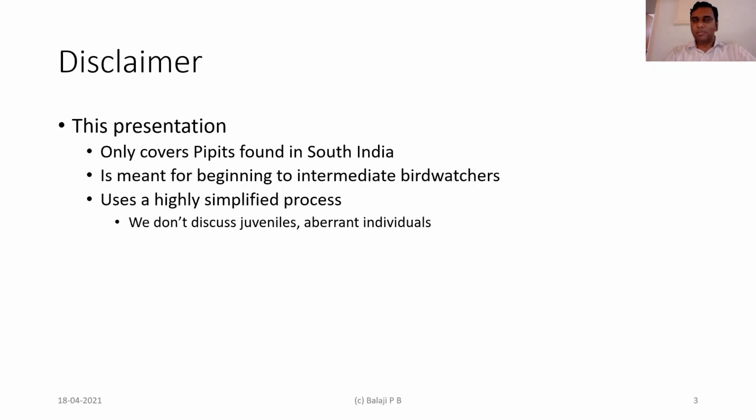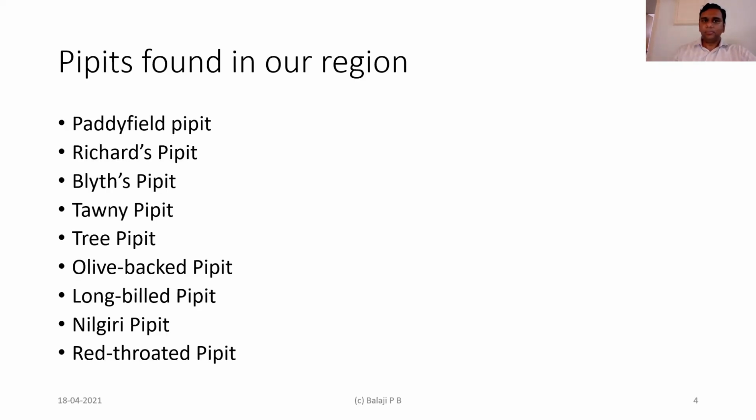This presentation is meant for beginners to intermediate bird watchers, and it uses a very highly simplified process. I don't want to confuse the beginners with a lot of terminology. I made it extremely simple. As a consequence, we don't discuss juveniles, aberrant individuals, first winter individuals, and so on, which might be a little confusing to distinguish. So we'll leave it for another day.